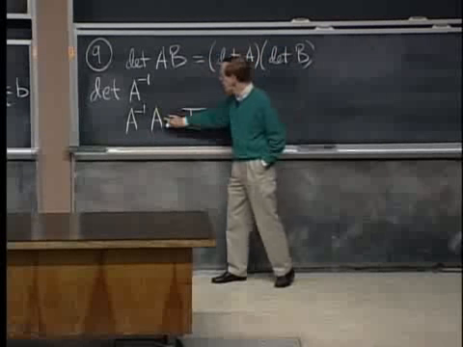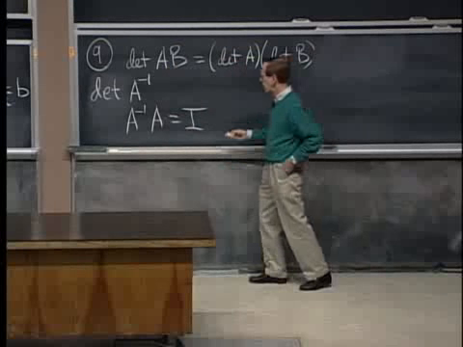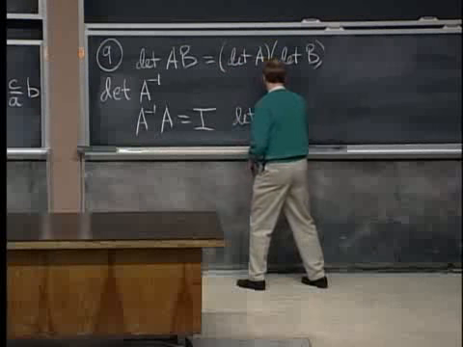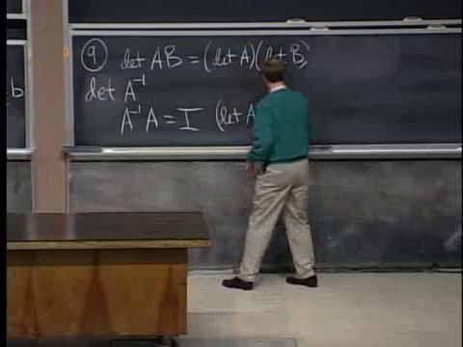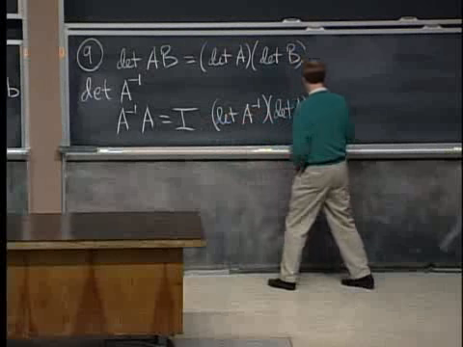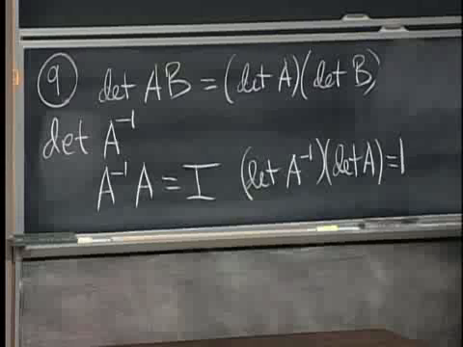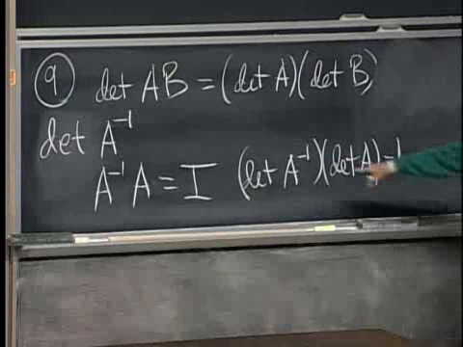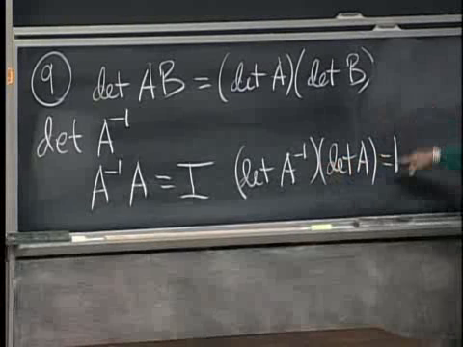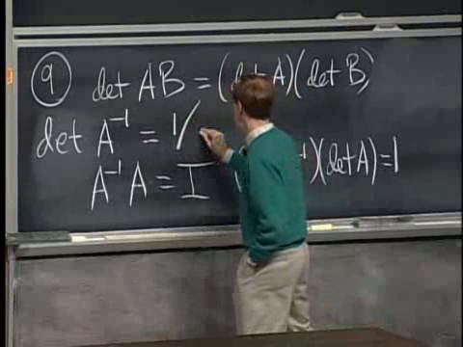That's a product of two matrices, A and B. So it's the product of the determinants. So what am I learning? I'm learning that the determinant of A inverse times the determinant of A is the determinant of I. That's this 1. Again, I happily use property 1. Okay, so that tells me that the determinant of A inverse is 1 over the determinant of A.